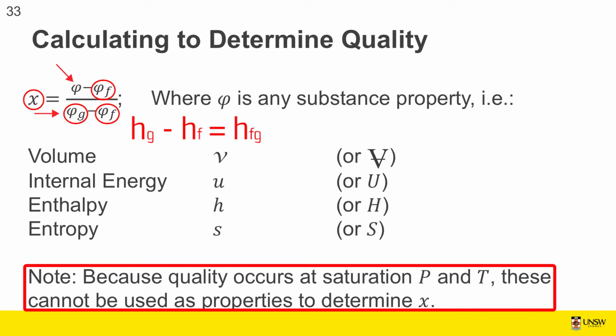I've just put a little note here. If you know the pressure and or the temperature, that doesn't help you calculate X, because quality exists only when you have a saturated mixture. If you have a saturated mixture, you know the pressure and temperature because they are not independent at that state.